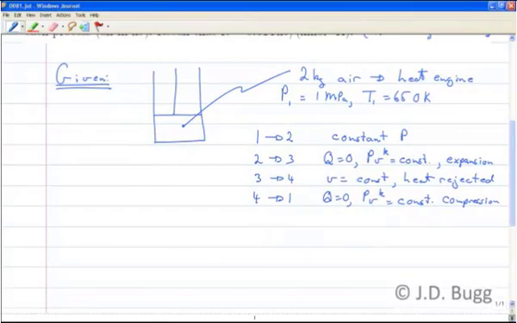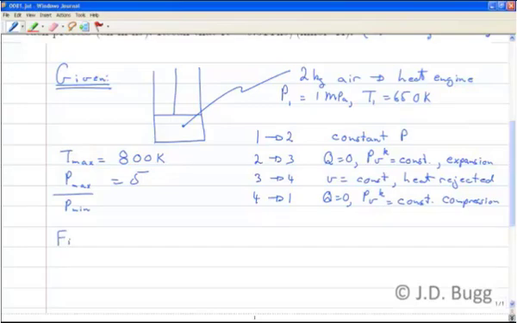Other things we're told, the maximum temperature in the cycle. We don't know which state point that is just yet, but we'll find that out soon. Maximum temperature is 800 Kelvin, and the maximum pressure divided by the minimum pressure is 5. So we need to figure out what state points all of those things are referring to, but for now that's the information we were given.